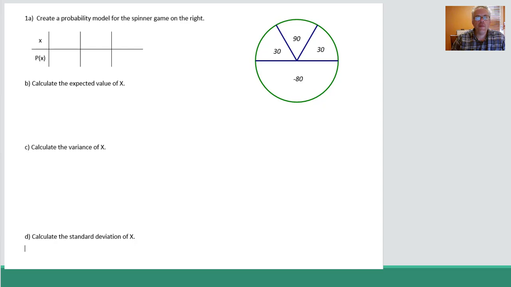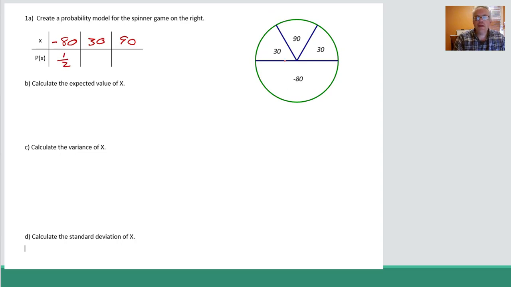We're going to create a probability model for the spinner game on the right. So this is kind of old news. The first thing I see is that we could lose $80. We could win $30, and we could win $90. Those are the values of our random variable, the amounts we could win. We need to write down their probabilities. Well, negative 80 takes up half of the spinner, so that probability is 1/2.